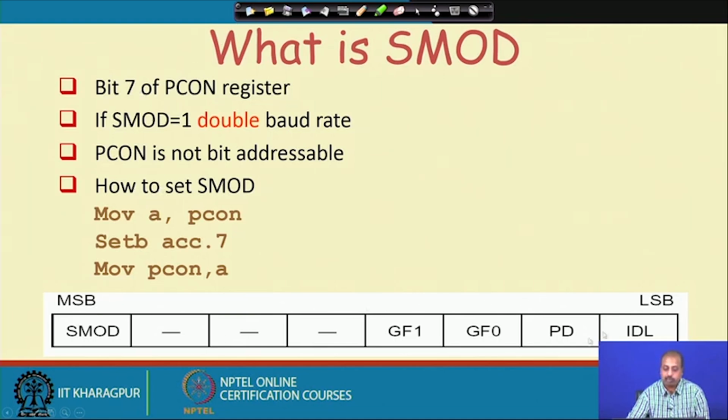PCON is not bit addressable, so to set it, we can do it like this. First we get the PCON register value onto the A register, then we set the accumulator's 7th bit, and then we move the accumulator into the PCON register. So, this bit will get modified; this bit is now getting set for that purpose.